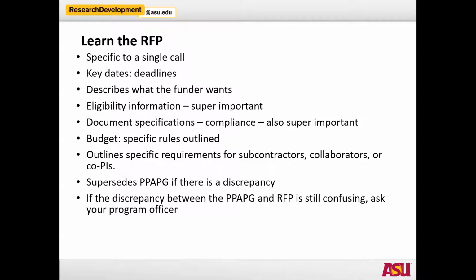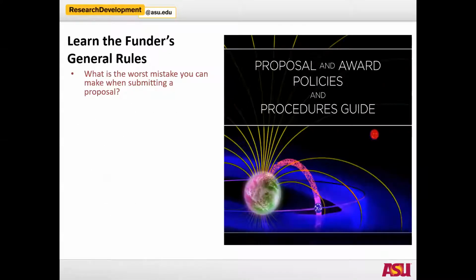If there is a discrepancy between the two, the PAPG and your RFP, the RFP takes precedence. So if the PAPG says it has to be 15 pages, but the RFP says 18 pages, you're going with the RFP. Does that make sense? Because that's a lot of acronyms. You guys okay with that? Okay, good. So this is the PAPG, so Proposal and Award Policies and Procedures Guides.